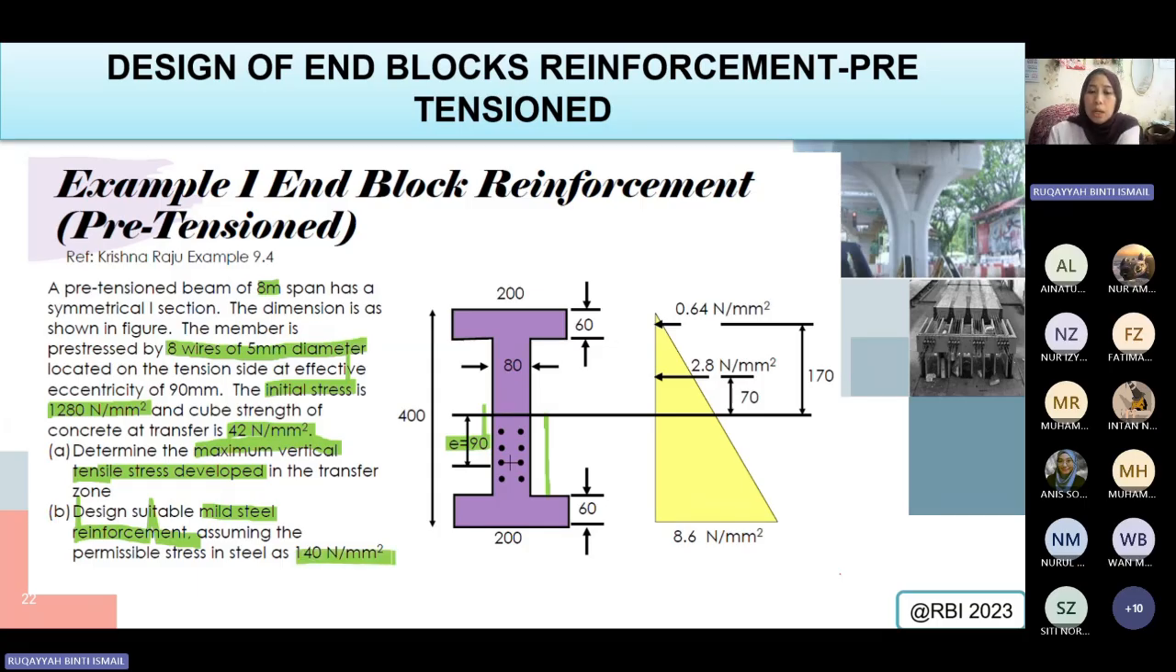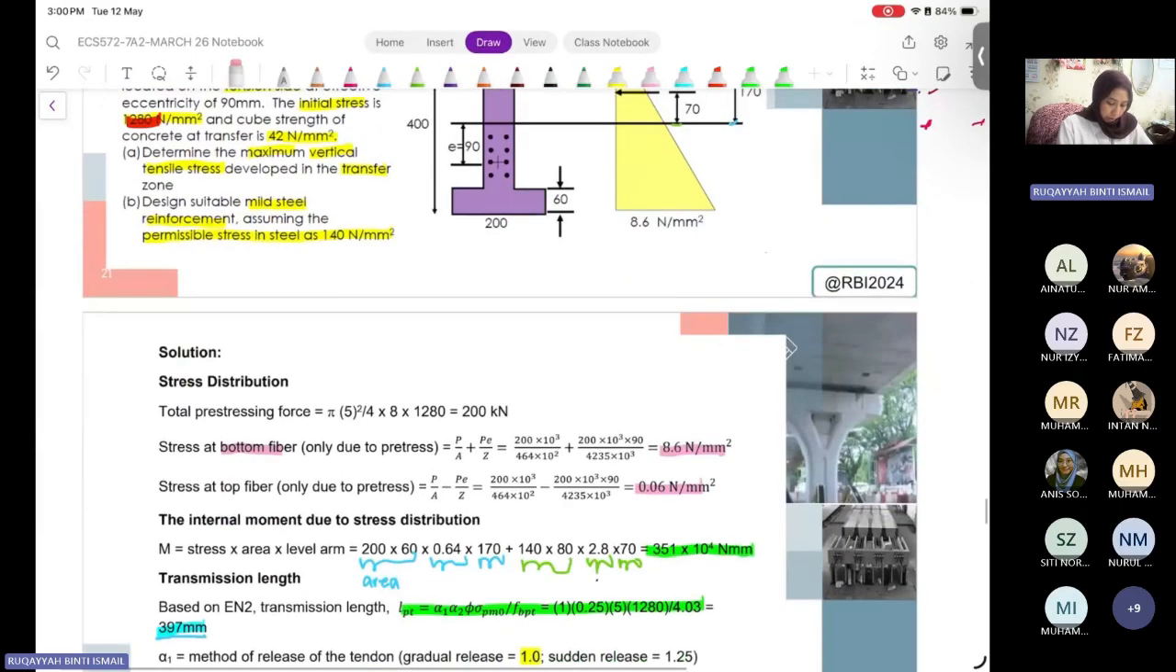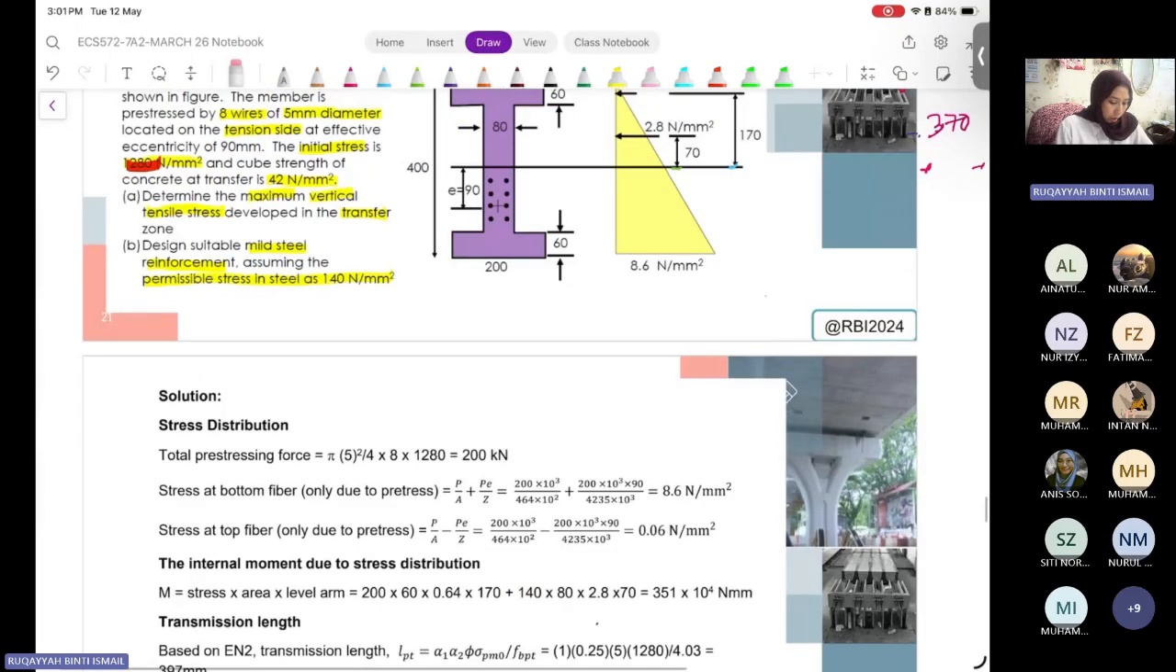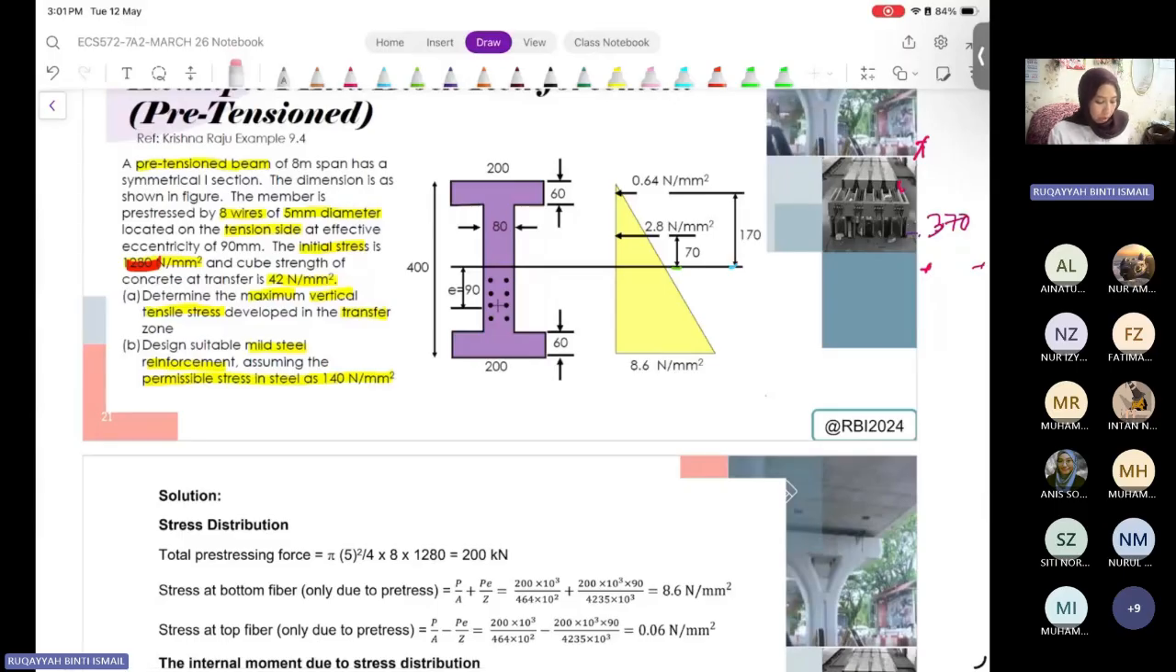Now let's take a look. Don't bother about this yet because we are going to concentrate on the beam first, the information given in the question. What we have to calculate now is the total stresses, in terms of for us to design what will be the link that we want to provide for the end block.